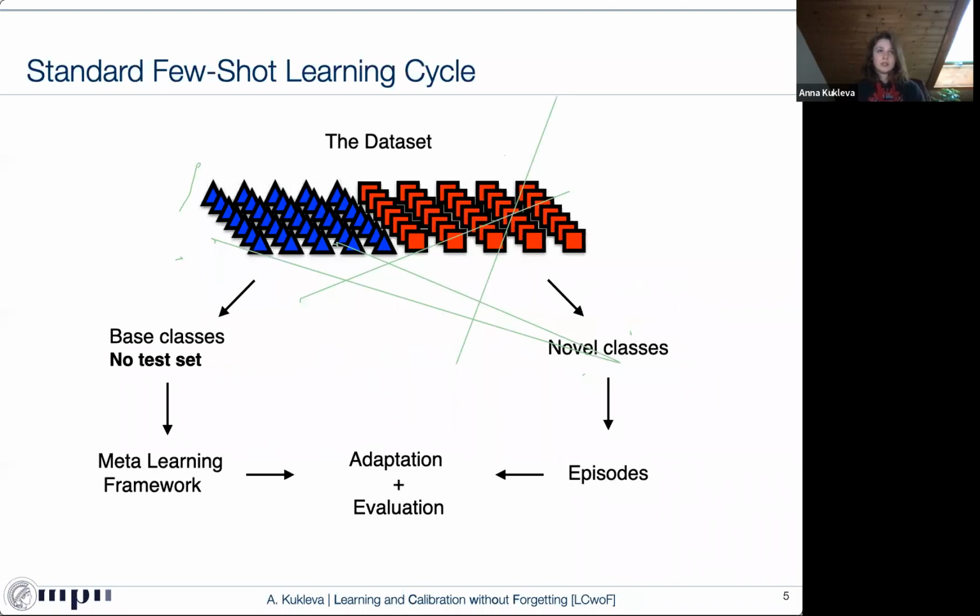So what is a standard Few-Shot learning pipeline? You have the dataset, and you usually have some base classes, base training sets, which nobody talks about, but people use them to train the model. Basically, the usual framework is meta-learning, where you simulate Few-Shot samples. And then we have, for example, these blue triangles. These are base classes, which nobody talks about. You use them for training, and you don't have a test set. You don't report accuracy on them. You use them for the meta-learning framework, and then you adapt. You have these small episodes, which you create from the novel classes, from these red squares, basically. And then you evaluate your framework, which you train on the whole dataset of your base classes.